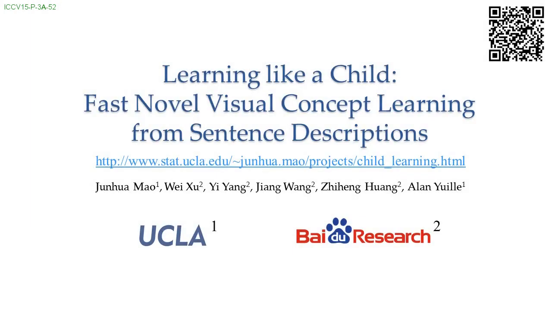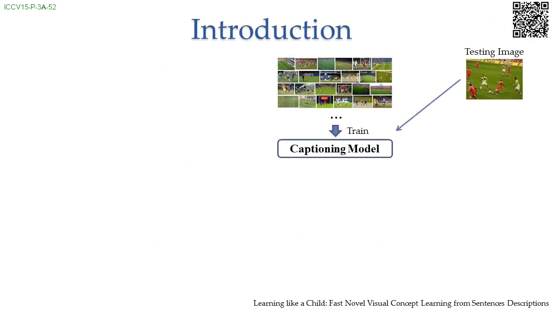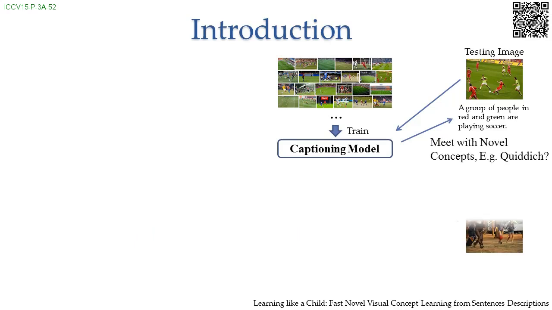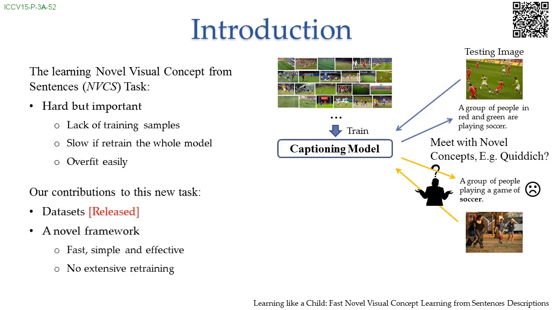In this paper, we address the task of learning novel visual concepts and their interactions with other concepts from a few images with sentence descriptions. An image captioning model which needs to be trained with a large amount of samples might perform well on previously learned concepts, but cannot easily handle this task. This task is hard because we typically lack training samples for novel concepts. It's also slow to retrain the whole model from scratch. In addition, models only trained on novel concepts overfit easily.